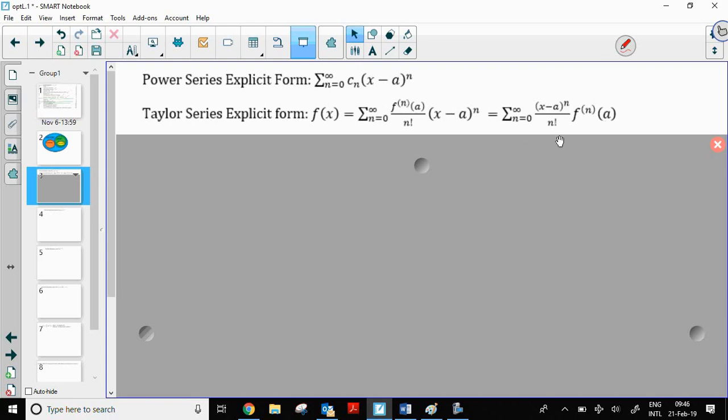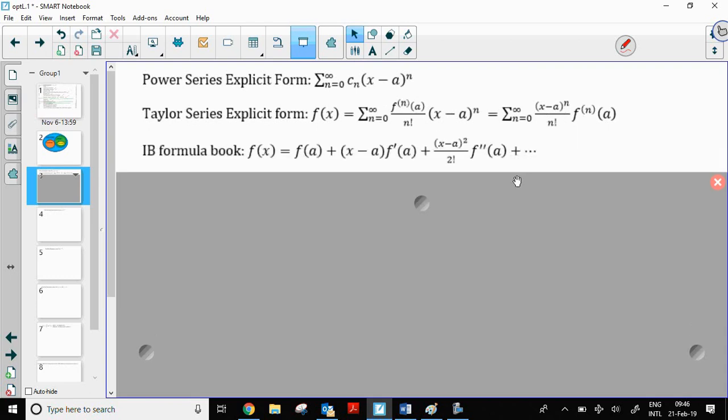It's where the n factorial is below the x minus a to the n, and then we have the derivative out to the right. Here is exactly how it appears in your formula book. So the first term is f of a. That's the 0th derivative of the function, right? The 0th derivative is just not taking a derivative at all. And since our series starts at 0, we need to put 0 in here for n.